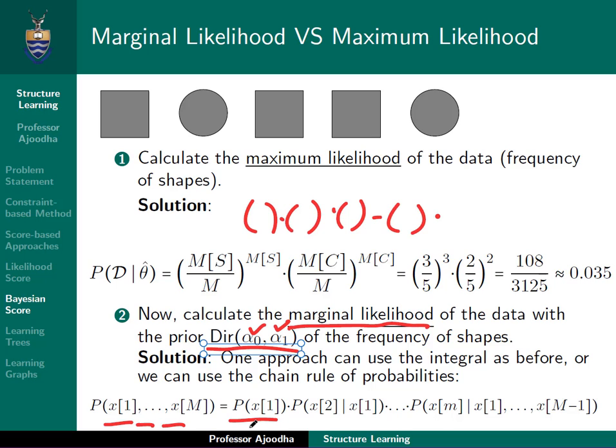So we calculate firstly the probability of the first sample. Then you multiply that by the probability of the second sample, given that you first saw the first sample. Then you multiply that by the probability of the third sample, given that you've seen the first and second samples. We're doing it sequentially, and eventually you'll be calculating the probability of the last sample, xm, given the first sample all the way to the m-1 sample. So that's the correct way to do it.